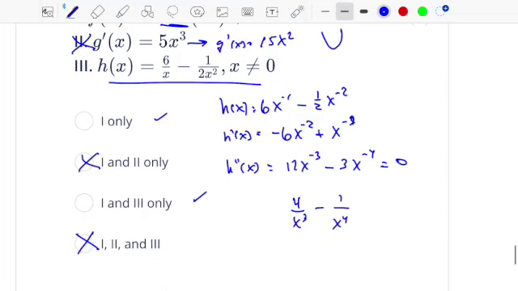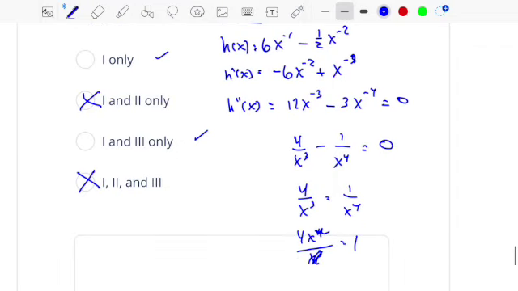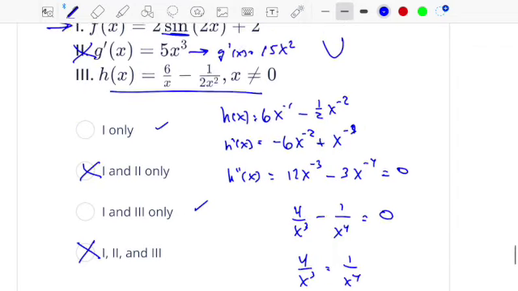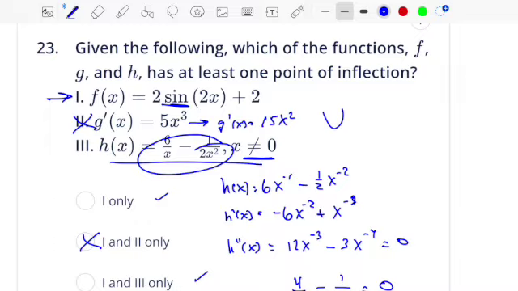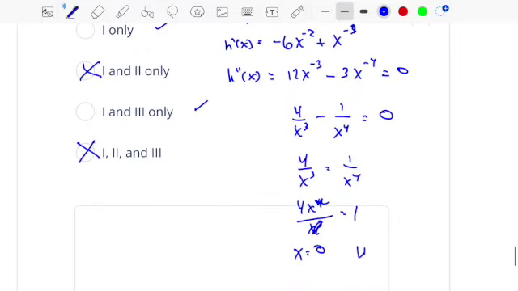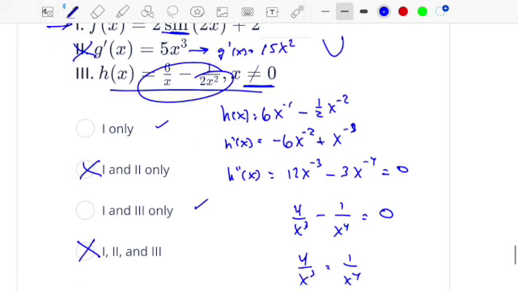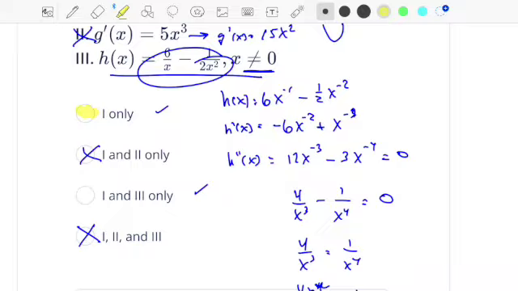So I got 4 over x cubed is equal to 1 over x to the 4th. 4x to the 4th over x cubed equals 1. That cancels with that. So x equals 0 might be, but it's not in the domain. So there, 4x equals 1. That happens only when x is 0. So again, not in the domain. It's got to be 1 only.